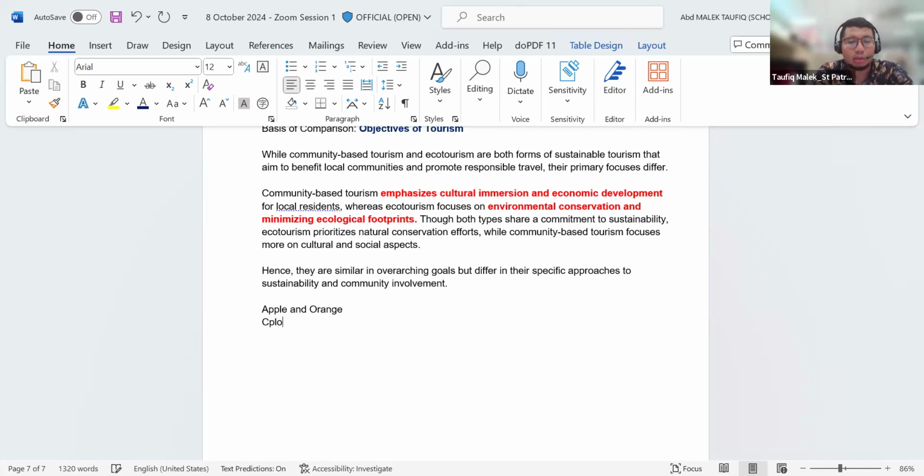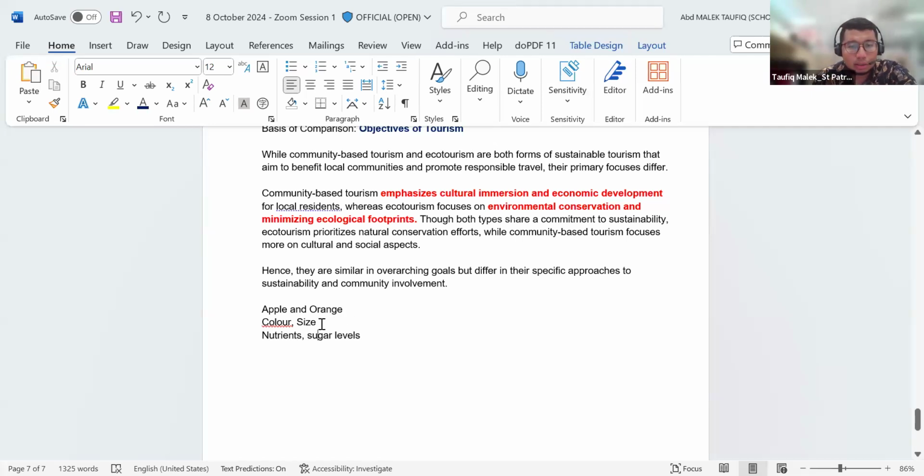I can compare color, I can compare size. But if you want to go deeper, I can compare the nutrient level, maybe I can compare the sugar levels. So all these are basis of comparison. So when I argue color, then apple is red, orange is orange. So it's different. Compare size, apple maybe seems similar size to orange. Nutrients, maybe apple has less nutrients than orange because orange has vitamin C. Sugar levels, maybe apple and orange have a similar sugar level.